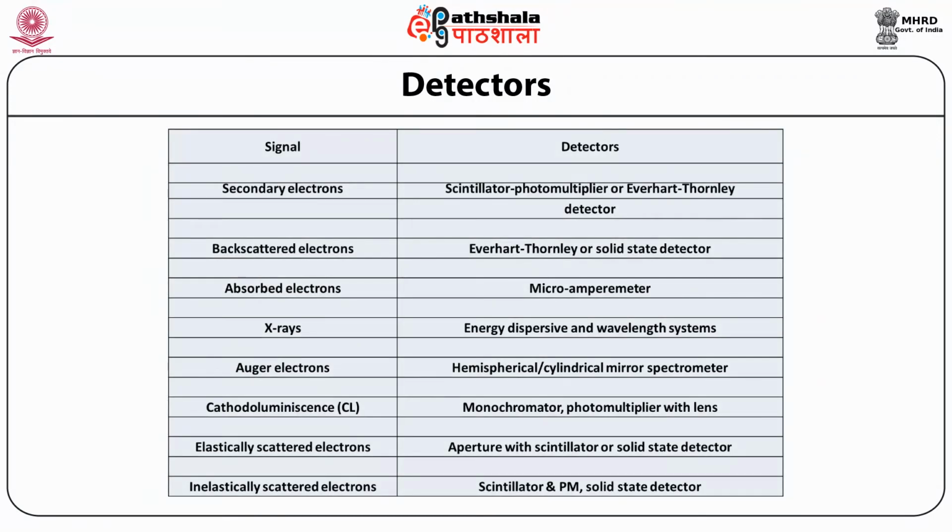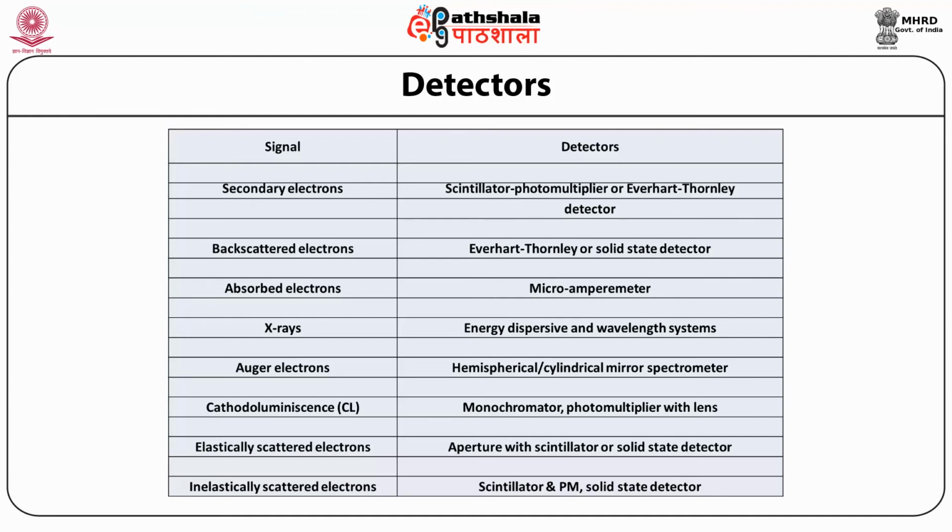Now, let us see the classification of the detectors according to the signal they sense. For secondary electrons, the scintillator photomultiplier or Everhart-Thornley detectors are used. For backscattered electrons, Everhart-Thornley or solid-state detectors are used. For absorbed electrons, the detector used is a microampere meter. For X-rays, the energy dispersive and wavelength dispersive systems are used.